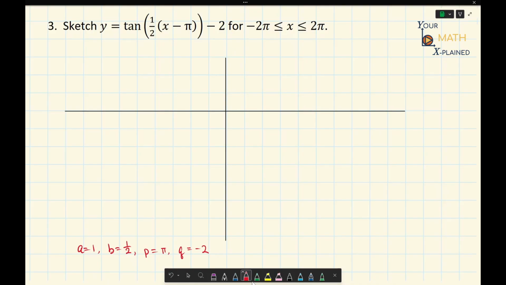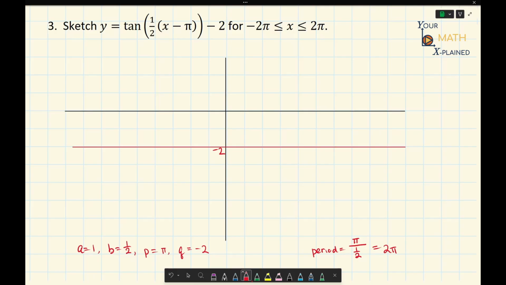So we're going to do the same thing. We're going to start with our midline, which is negative 2. So that'll be right over here. We're going to draw our line. And then we're going to use our b value to find our new period. So the period here is equal to, and this time it's going to be pi because the period of the original tangent function is pi. So we're doing pi divided by our b value, which is 1/2. So our period here is equal to 2 pi.